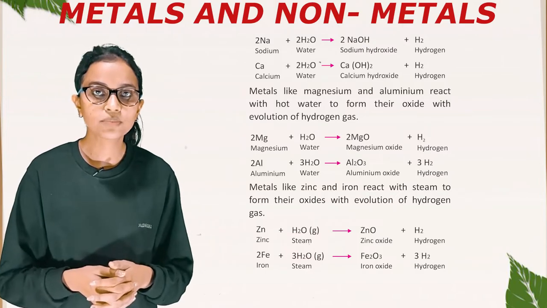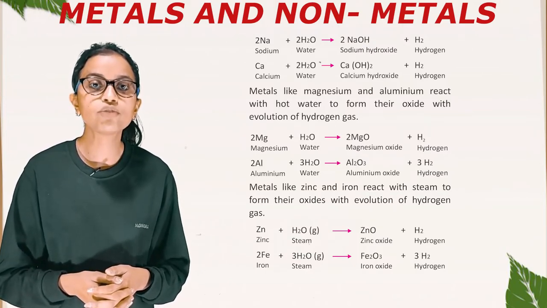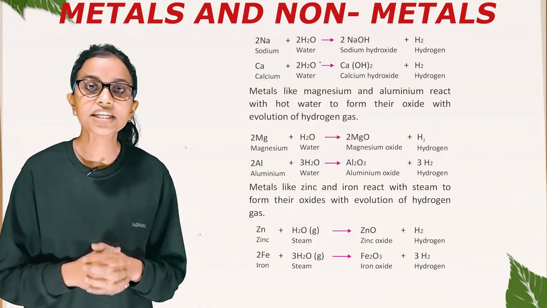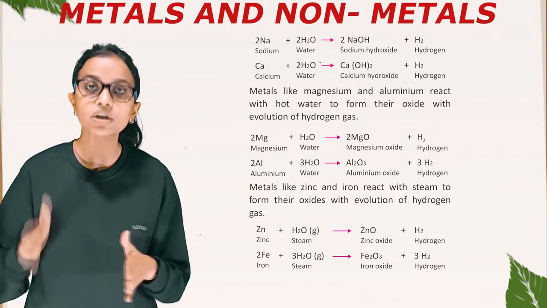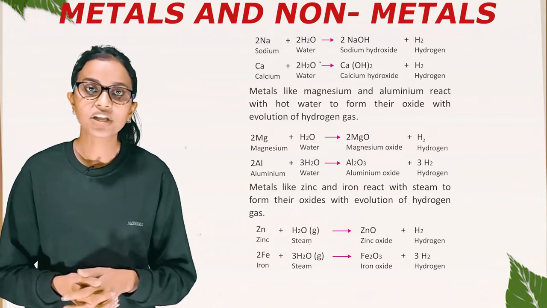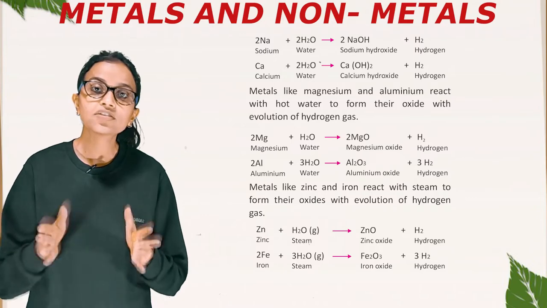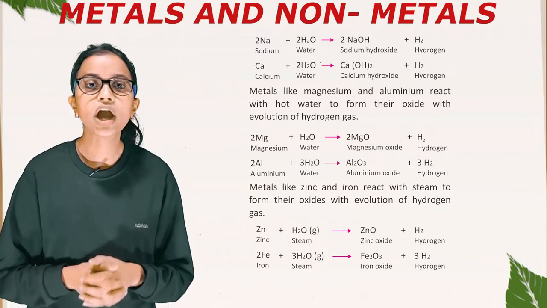Metals like magnesium and aluminium react with hot water to form their oxide with the evolution of hydrogen gas. Mg, magnesium, plus H2O, water, gives MgO, magnesium oxide, plus H2, hydrogen. 2Al, that is aluminium, plus 3H2O, water, gives Al2O3, aluminium oxide, plus 3H2, hydrogen.